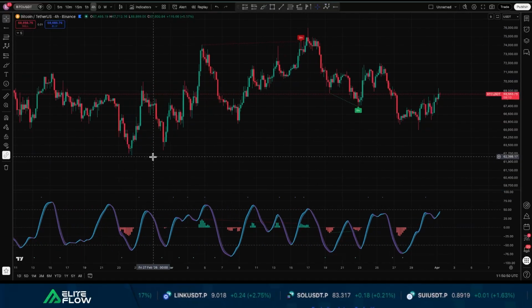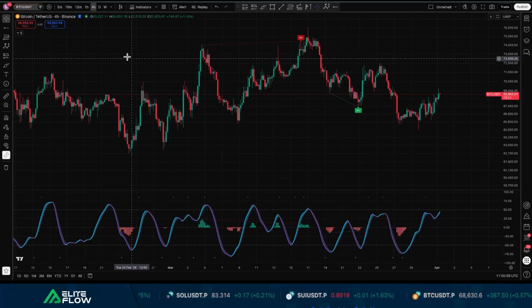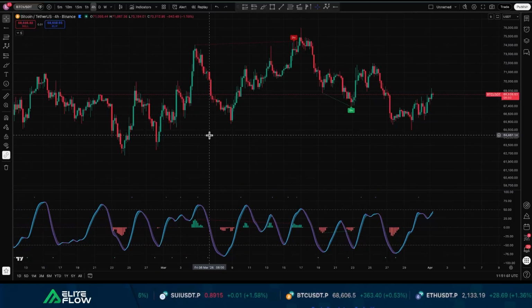So first off, you need to go on the indicators page. You need to go to invite only and then Smart Oscillator. Once you've clicked it, you should have it pop up here. So what is this? What are you looking at?